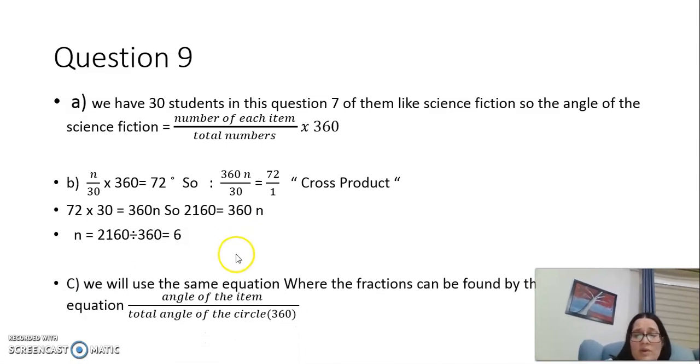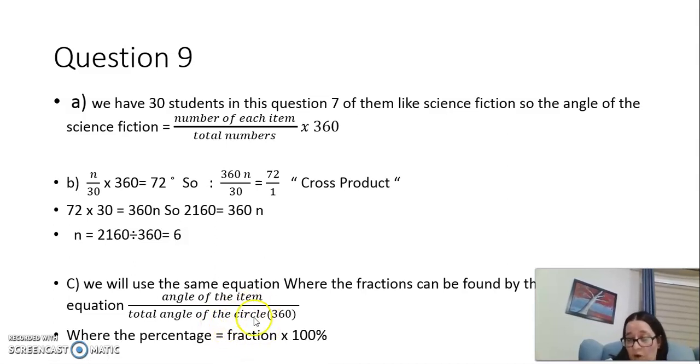For C, we are going to use the same equation of the fraction, which is the angle of the item divided by the total angle of the circle. Then we are going to take this fraction in its simplest form and times it by 100%.